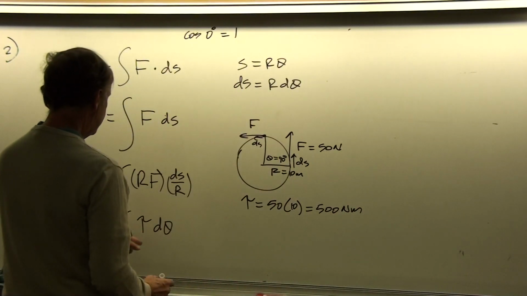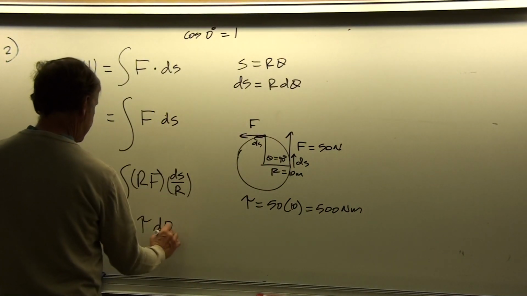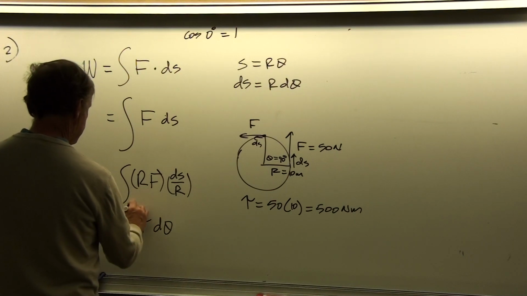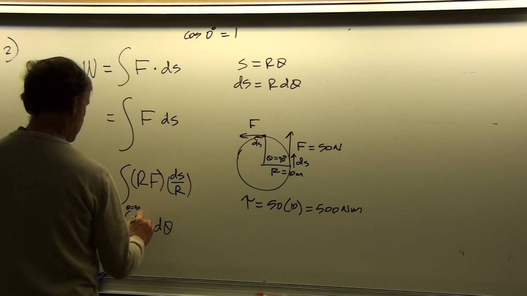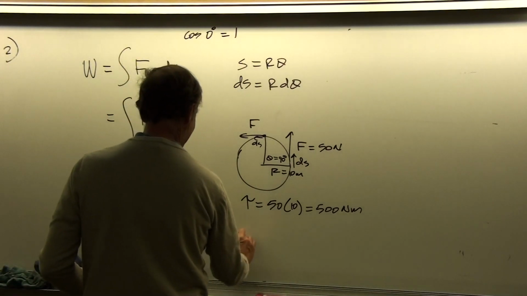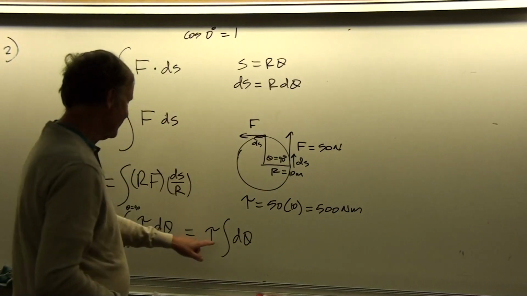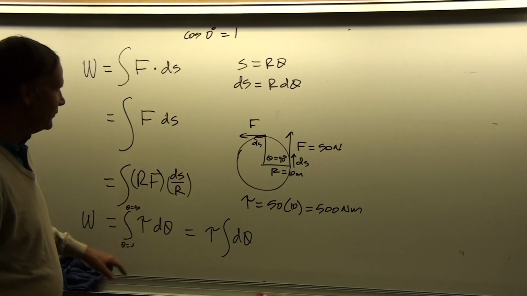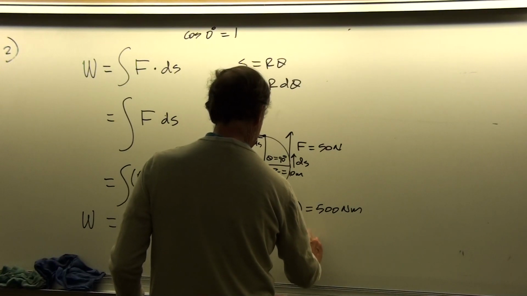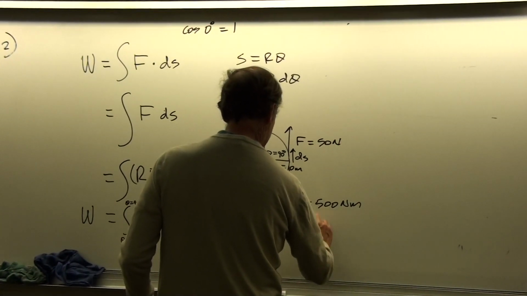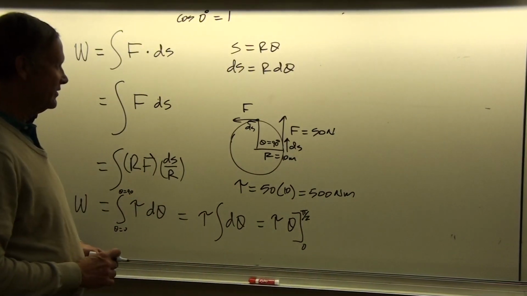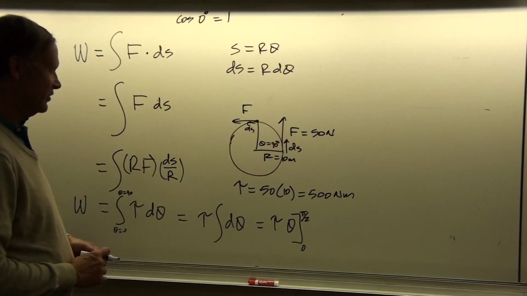And then if we apply this torque for 90 degrees, this would be basically torque times the integral of d theta, because in this case the torque is not a function of theta. And so that would be equal to the torque times theta, evaluated from 0. And we need to have this in radian measure, as was the case before, and not in degree measure.